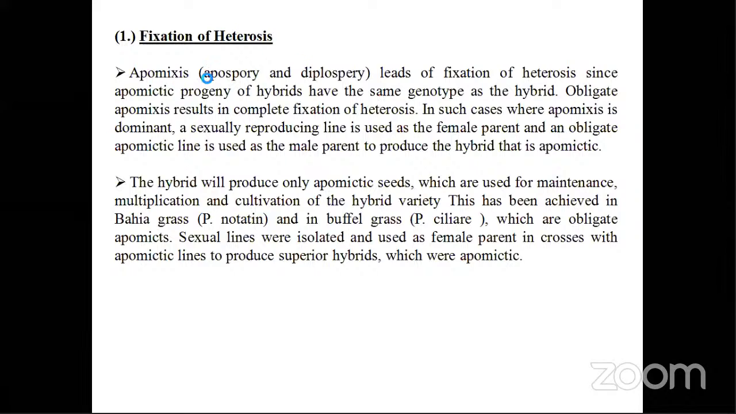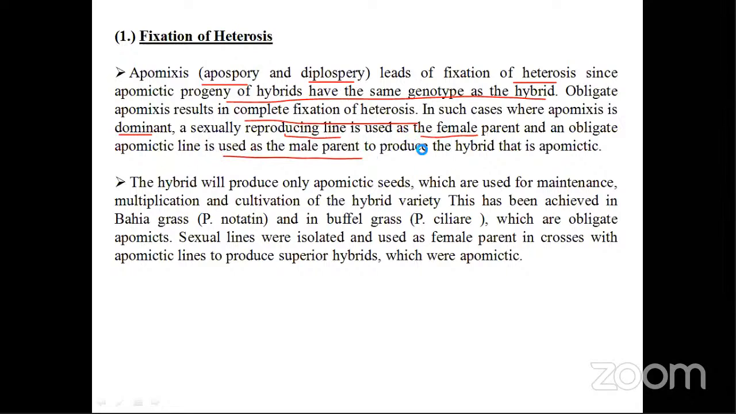So apomixis leads to fixation of heterosis, since apomictic progeny of hybrids have the same genotype as that of the hybrid, right? Obligate apomixis results in complete fixation of heterosis. In such cases where apomixis is dominant, the sexually reproducing line is used as female parent, and the obligate apomictic line is used as male parent to produce the hybrid progeny, that is apomictic.